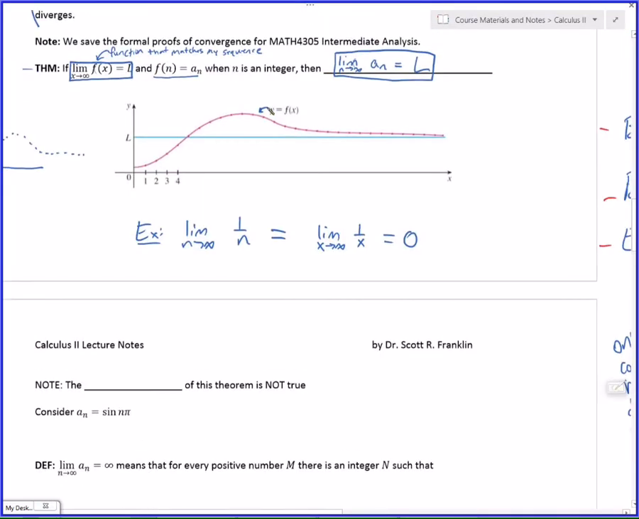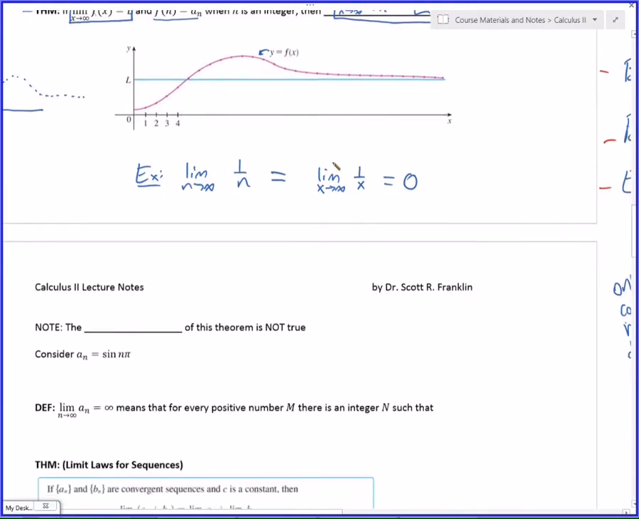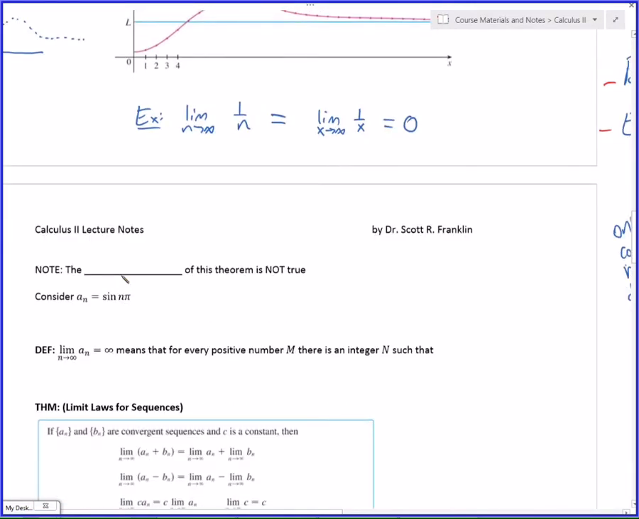Now, just remember, our previous theorem said that if you had a function that matched it, then the limit of your sequence matches the limit of your function. My claim here is that the converse is not true. Just because a sequence converges doesn't mean its matching function converges. And the reason is I can do something like this. Let's say I've got a sequence, which is the points, that does this.